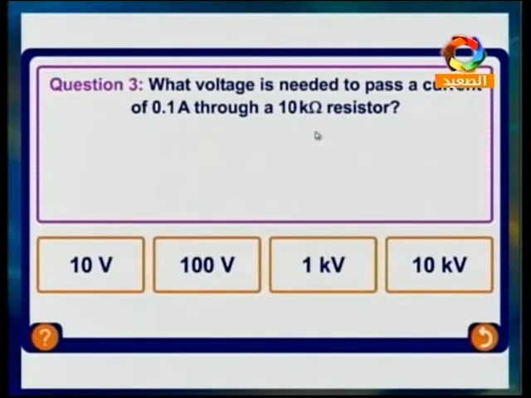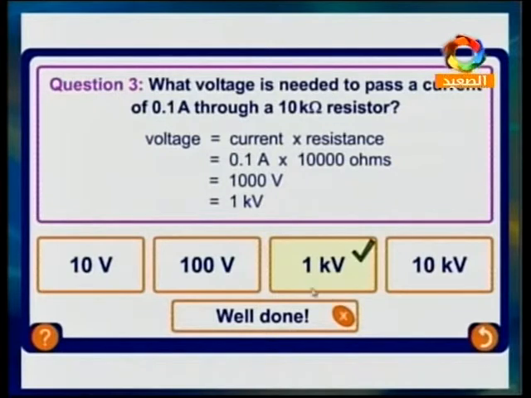Here we have V, we have I, and we have R. V equals I times R. So 0.1 ampere times 10,000 ohms makes what? It makes 1000 or 100? No, it's 1 kilovolt. Yes, very good. It is 1000 volts because the current times resistance equals voltage. So 0.1 times 10,000 ohms equals 1000 volts, or 1 kilovolt.